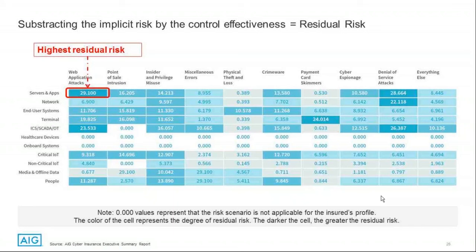And there you can see, for example, sticking with the servers and applications line, that the high risk in the beginning of physical theft and loss is really well mitigated for your business, whereas the risk of web application attacks against your servers and applications is something that is still a high risk. So this is something that might require further attention from your perspective. And you can see, of course, the other areas of the matrix as well, and see other high-risk areas. For example, the use of terminals again, and the threat of payment card skimmers, which is also a high-risk area.